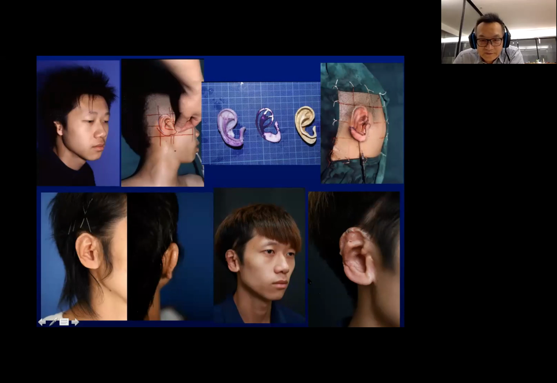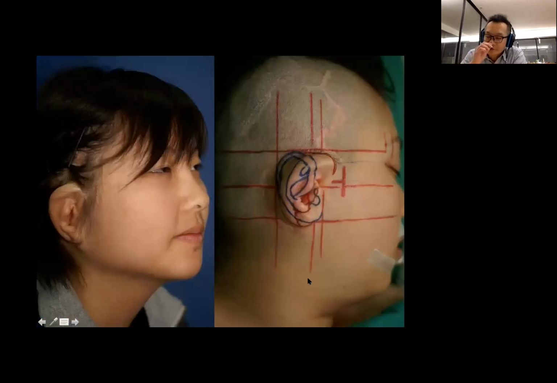So I think all these issues, actually, we cannot control very well. I think blood supply is something we don't know very well, actually.